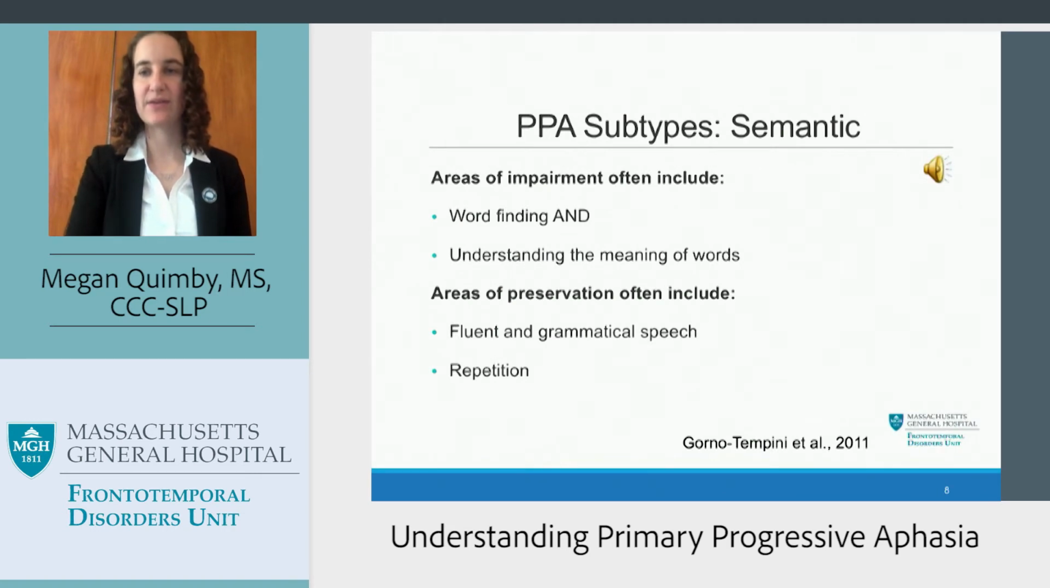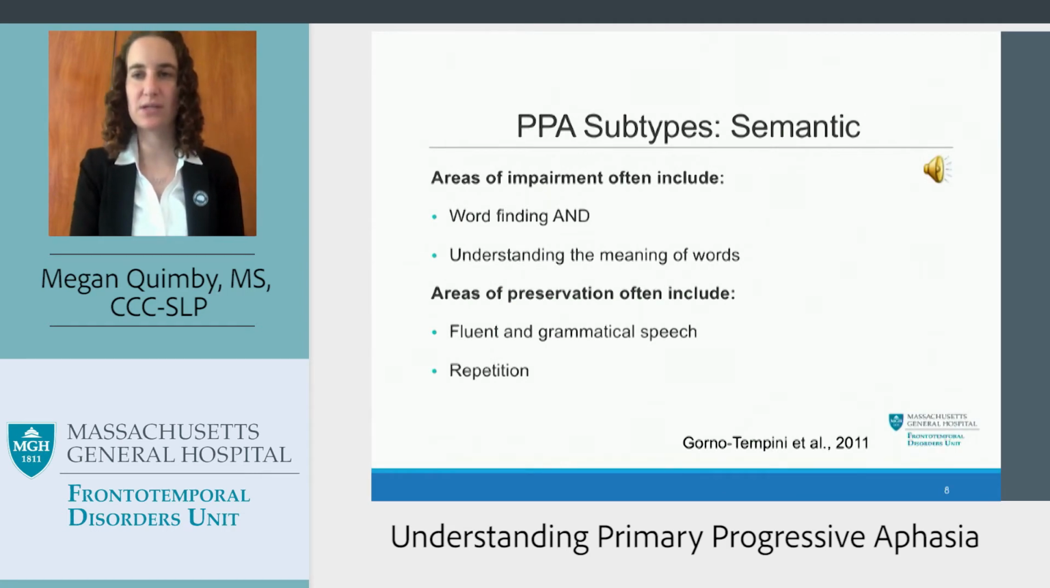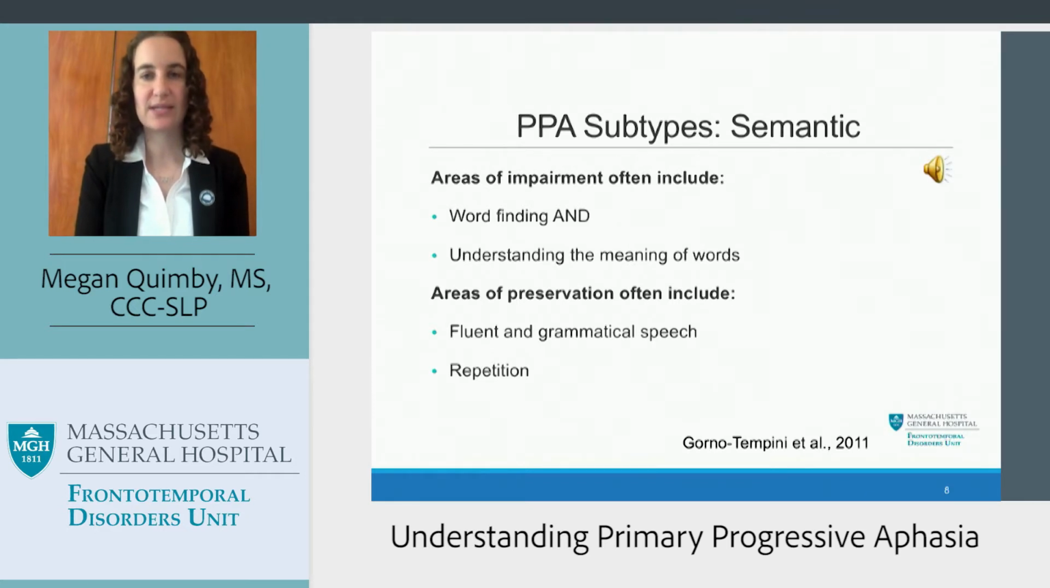So as you may have heard, again, the patient had difficulty pronouncing words as well as used short sentences rather than longer ones. The next subtype of PPA I'll be discussing is the Semantic variant of PPA. Unlike the Nonfluent subtype, their speech is often fluent and grammatical. However, they have difficulty with word finding, or something we call anomia.